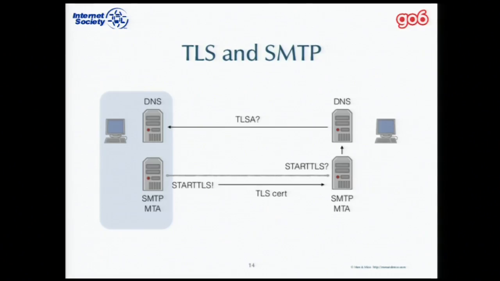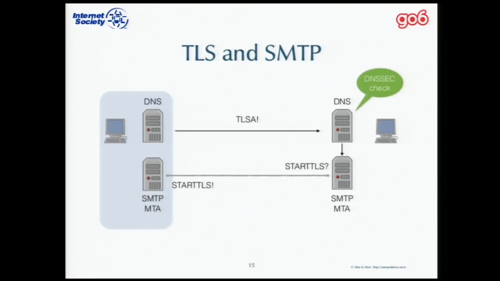You start with an SMTP session. This one gets STARTTLS, and it sends back a TLS certificate. Then you ask your DNS server, is there a TLSA record for this mail server? And this DNS server asks, is there a TLSA? So next, when you get a TLSA, you do the DNSSEC validation. That's the most important part. You need to believe the TLSA.